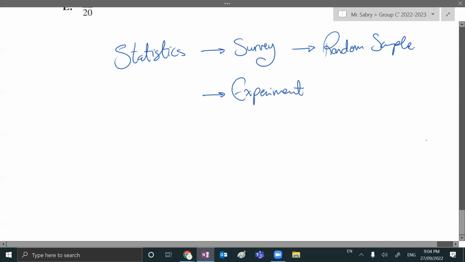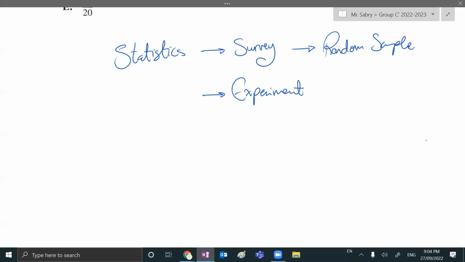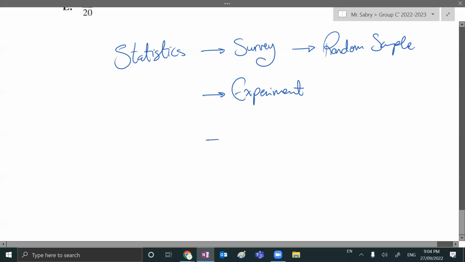Now, an experiment is whenever you try actual things on people and you check what the results are, or on something and you check what the results are. So you actually do something. If I do an experiment on people, that means I actually put them somewhere and check what happens to them or what they do. It's not just that I ask them a question and gather the information.